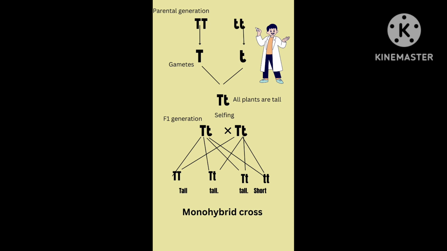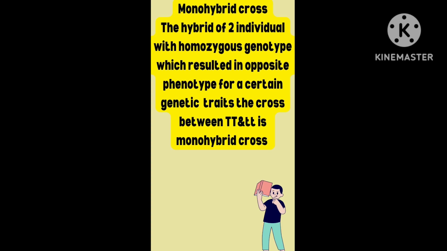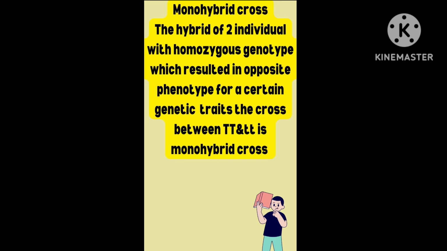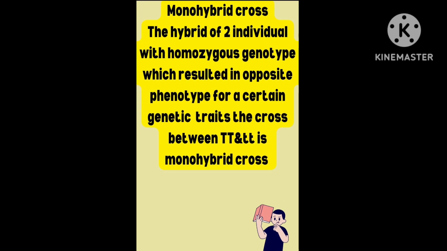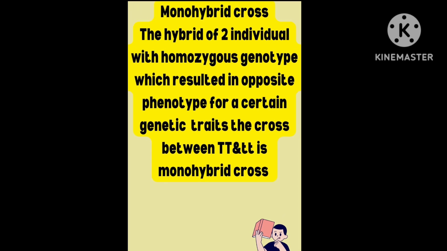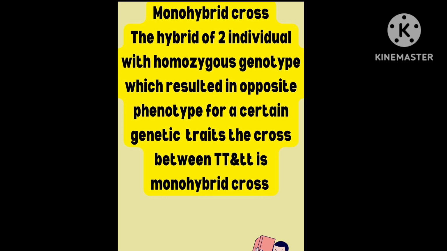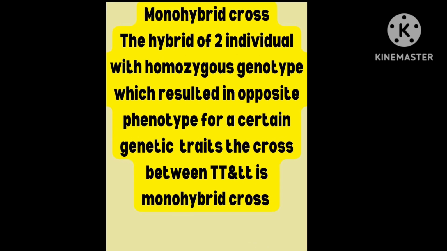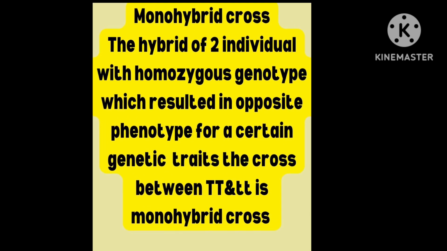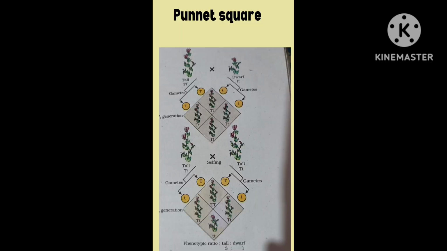Now we will see the definition of monohybrid cross. The hybrid of individuals with homozygous genotype which result in the opposite phenotype for a certain genetic trait, the cross between two monohybrid traits, that is tall and dwarf, is called monohybrid cross. For this we use the Punnett square.